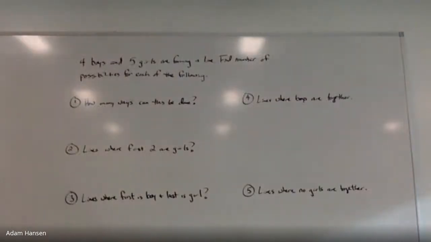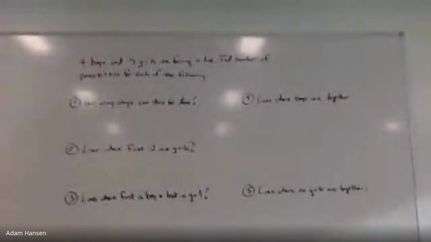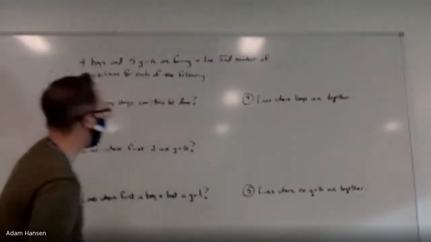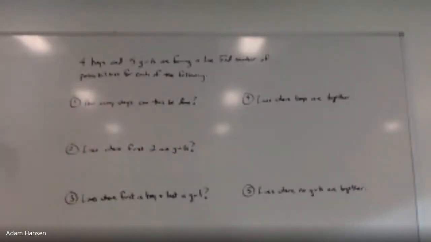Different ways to arrange a certain number of objects in a given set. So here's the situation. 4 boys and 5 girls are forming a line. Find the number of possibilities for each type of line described below. So just in total, how many different ways can this be done in number 1? How many different ways can these boys and girls form a line?